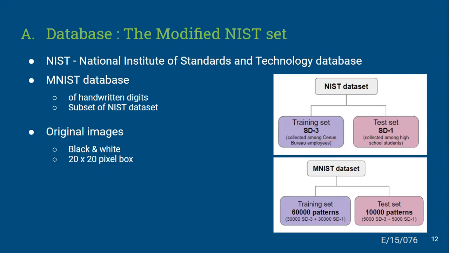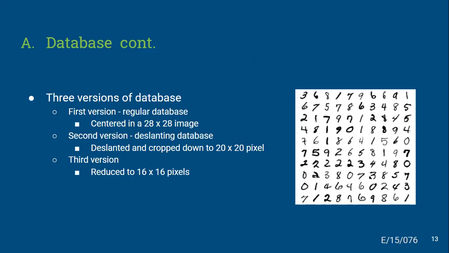Let's move to the next slide. In this research, they used 3 versions of the database. The first version was the regular database. The second version was the deslanted database. And in the third version, the images were reduced to 16 by 16 pixels. This figure shows some examples randomly picked from the test set.